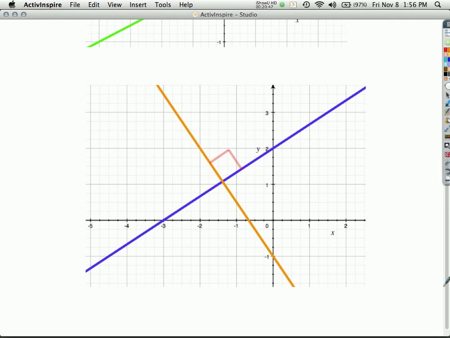Oh, perpendicular. But isn't that what he said? He said they intersect. Perpendicular is when the lines intersect at a 90-degree angle. So intersecting is good, but that's not enough. How do you know that these 2 lines, this blue and this orange line, are intersecting at a 90-degree angle? I mean, I don't know. How do you know it's 90 degrees?